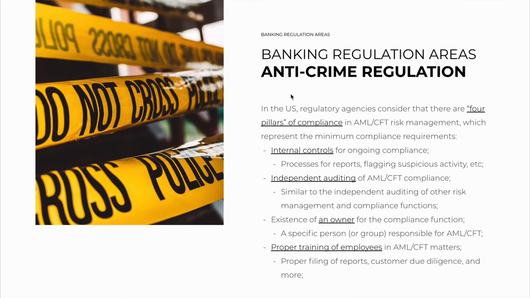In the US, regulatory agencies consider that there are 4 pillars of compliance in AML and CFT risk management. These are considered the minimum compliance requirements, and they expect every bank to have these 4. First, internal controls for ongoing compliance. That is, there must be processes for reports, for flagging suspicious activity, and so on.